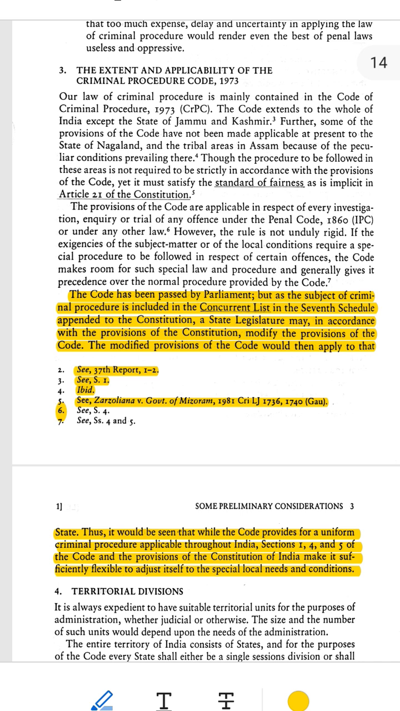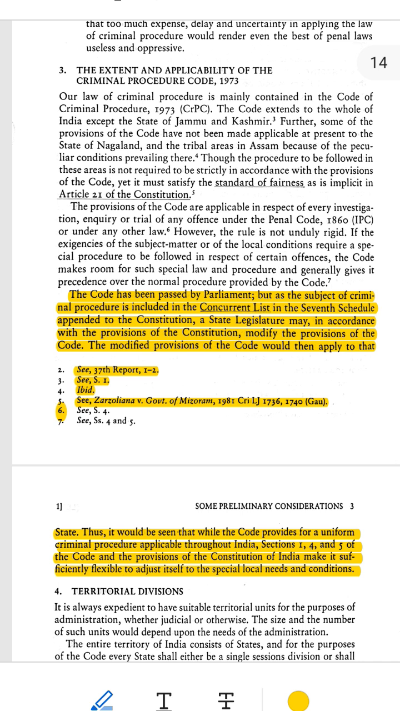Sentence: a state legislature may, in accordance with the provisions of the Constitution, modify the provisions of the code. State legislature. The government of each state has its own assembly or legislature that can make laws on certain topics, modify the provisions of the code. States can make changes to the CRPC if they feel certain rules need to be adjusted based on their local conditions or needs. Constitution allows this. The Constitution gives both central and state governments the power to make rules, and the states can modify the rules if needed.